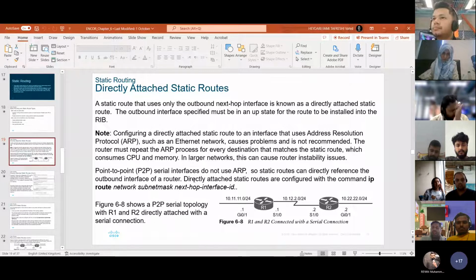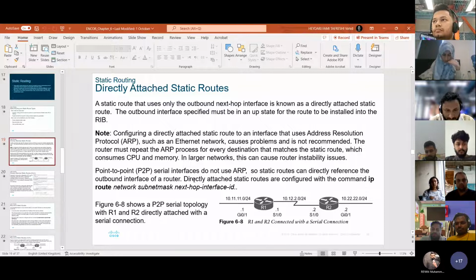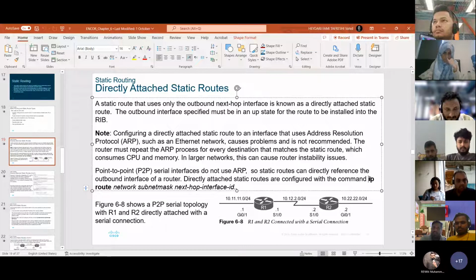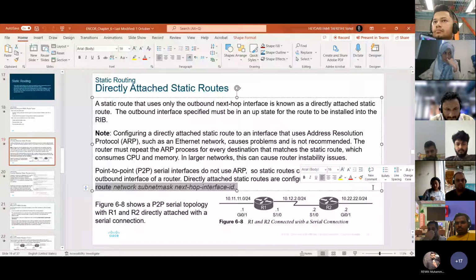If I issue an IP route command to define a static route to somewhere, but I only add the next hop interface, this is known as a directly attached static route. So the command that I need to use to define a static route, or what we know as a directly attached static route, is this, the one that I have highlighted.